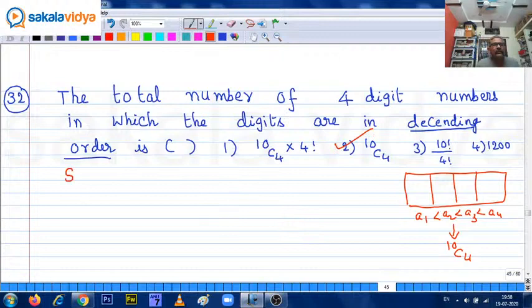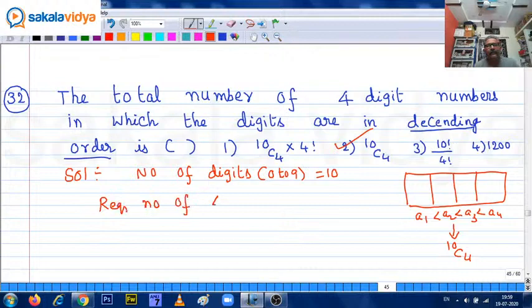Solution. Number of digits, zero to nine, equal to 10. So required number of ways, number of 4 digit numbers equals to, see, this is very important keyword, descending order means 0 never comes in the thousand place. That's why we should not worry about the 0. So we need to select the 4 digits out of 10. That can be done 10C4. So second option is the right option. All of you understood?